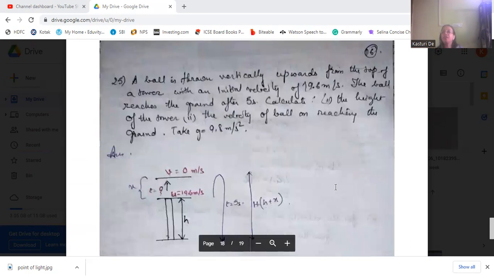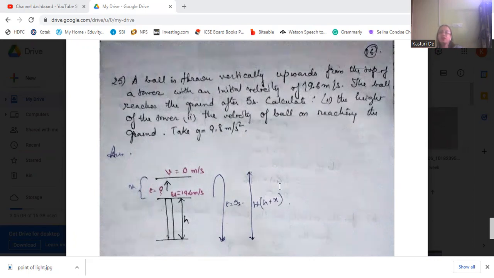A ball is thrown vertically upwards from the top of the tower, with an initial velocity of 19.6 meters per second. The ball reaches the ground after 5 seconds. Calculate the height of the tower and the velocity of the ball on reaching the ground, and take g is equal to 9.8 meters per second square.